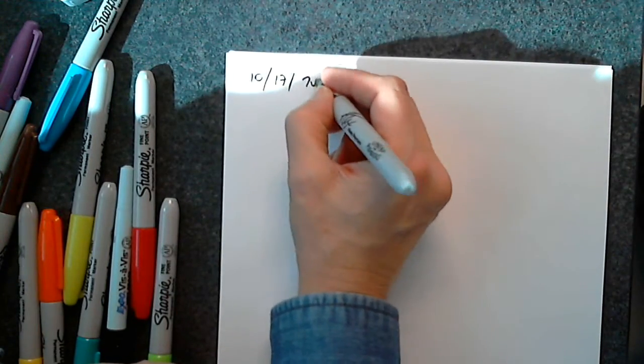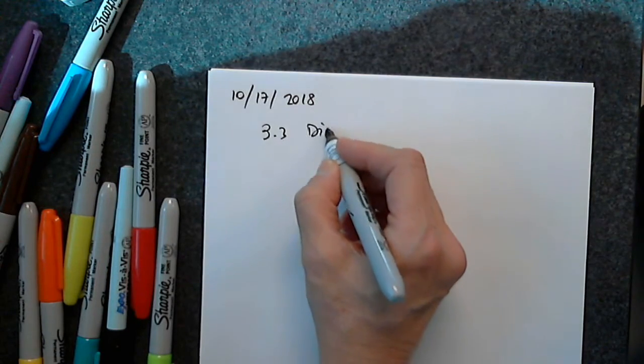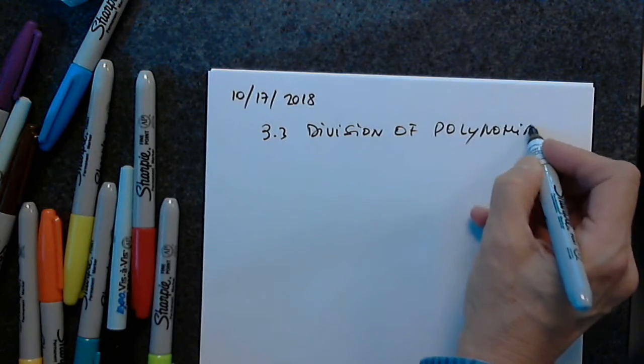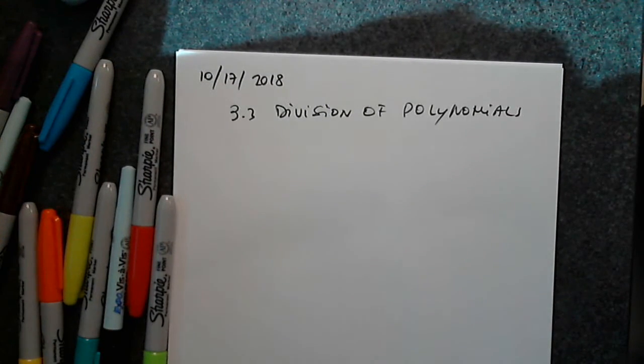So the next step is we're going to look at dividing polynomials, section 3.3. And we're going to look at how we divide two polynomials, a polynomial by a monomial and a polynomial by a polynomial. Okay? Just a quick review, and then we look at rational functions. So this is 3.3, division of polynomials.